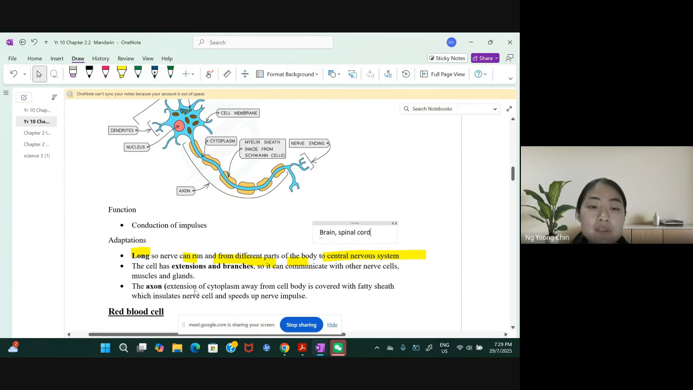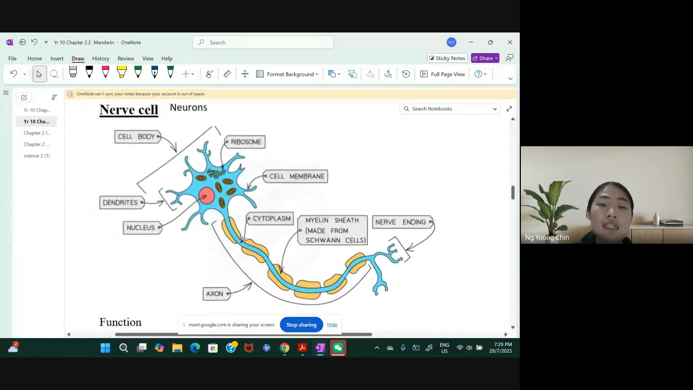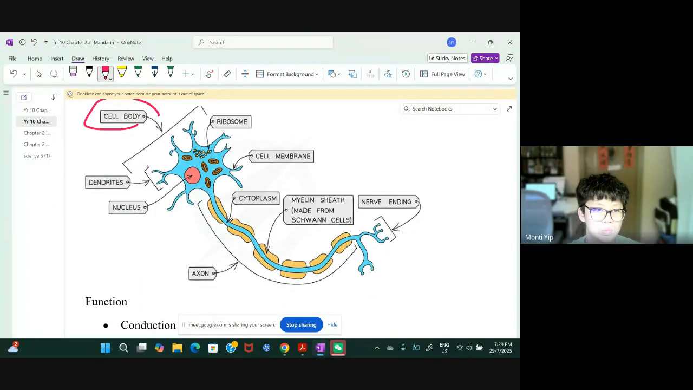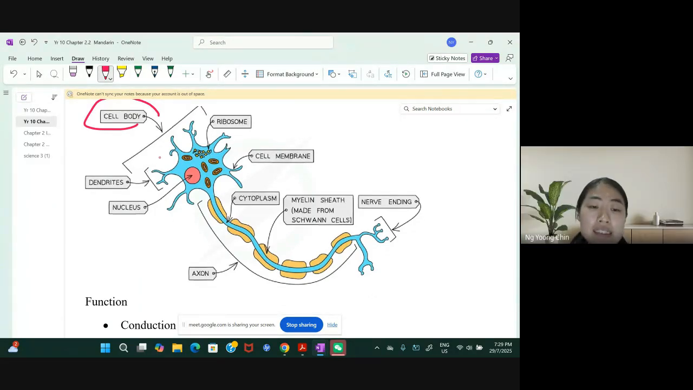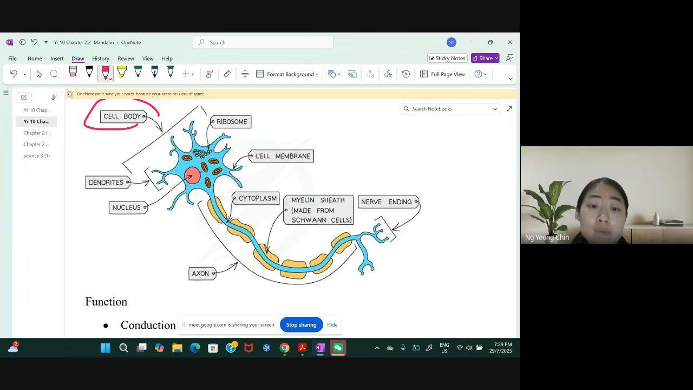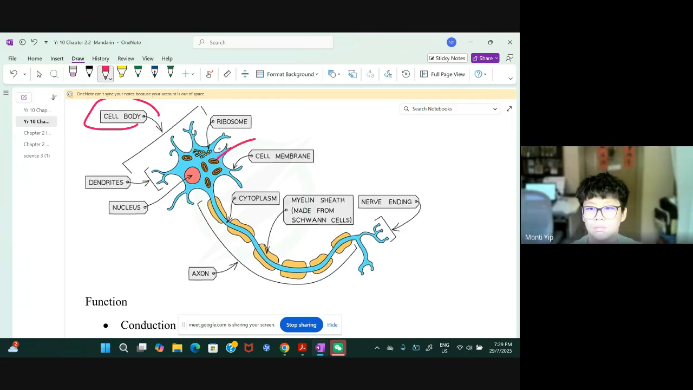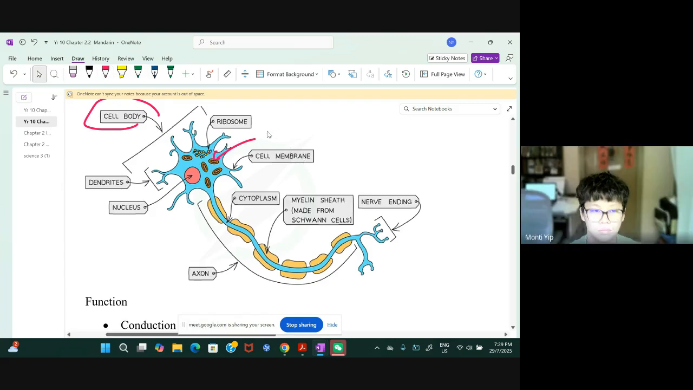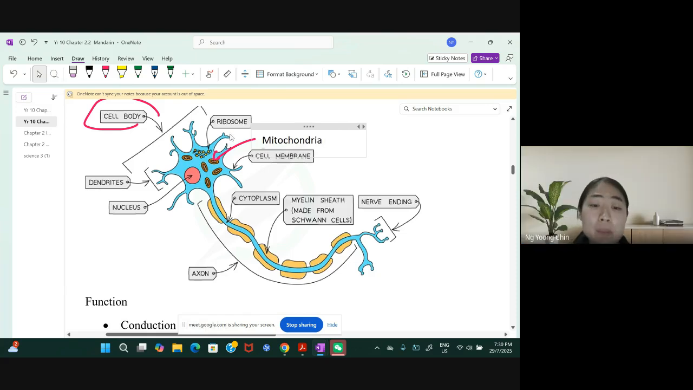And then the cell, you can see, has what we call the cell body. This whole thing is the cell body. Inside this cell body, they have the nucleus. And then they have this structure called mitochondria. And they have the ribosome to make the proteins.